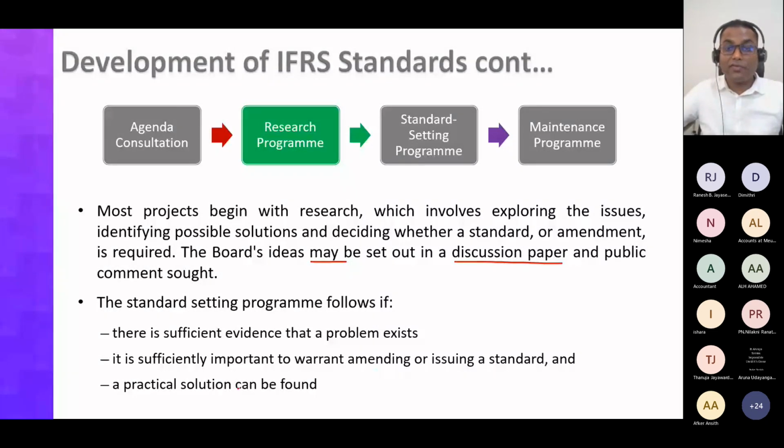By doing that, we can find a practical solution. So if they believe there's a problem, we need to issue a new standard or make an amendment, and through that we can find a practical solution for this problem. Then they go to the next stage. But the point I wanted to highlight is that in the research program stage, publishing a discussion paper is not a must. It's an option that the IASB has.